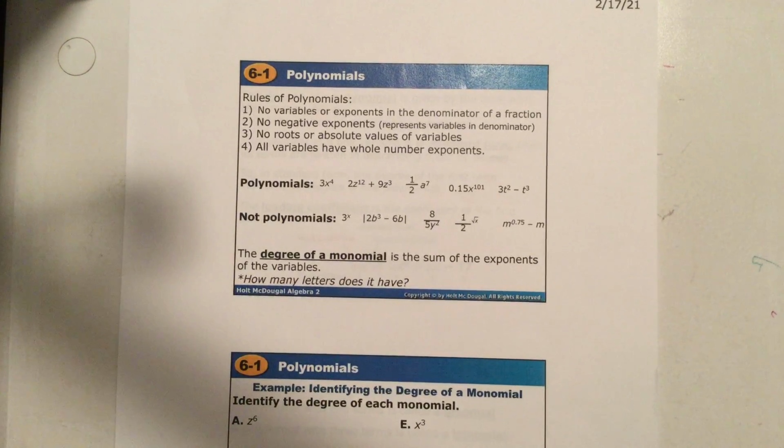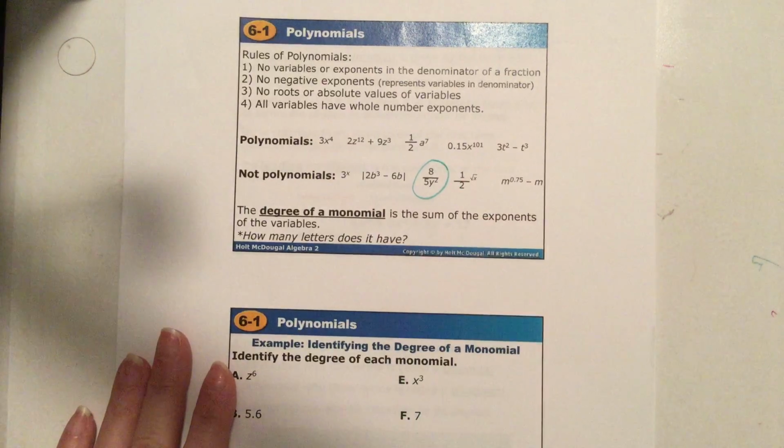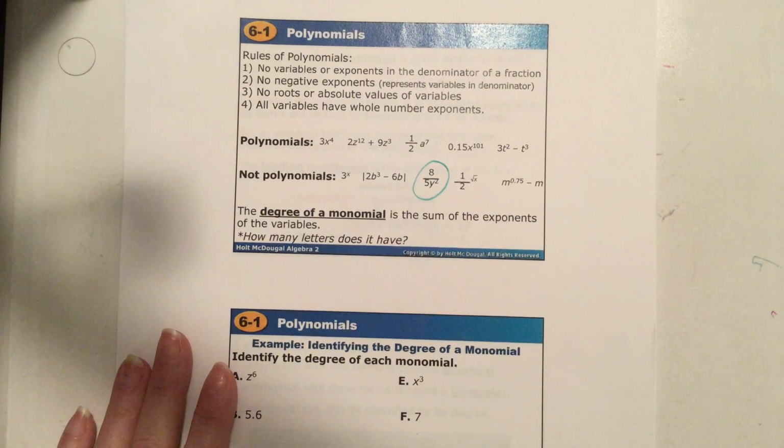Okay, there are some rules of polynomials. You will never have to be able to state the rules, but it's kind of cool for you to know things that you will not see in this chapter as we're studying polynomials versus things that you will see. When we are looking at polynomials, you will never have variables or exponents in the denominator of a fraction, okay? So this is not a polynomial because there's variables on the bottom. You will have no negative exponents because remember, negative exponents would put that on the bottom of a fraction. You would have no roots, whether they're square roots, cubic roots, fourth roots, or absolute values of variables.